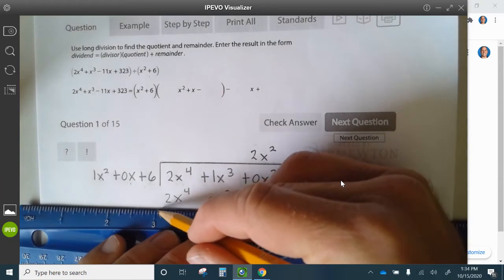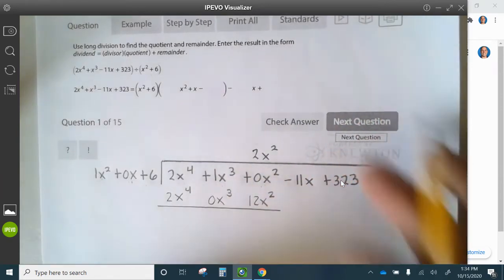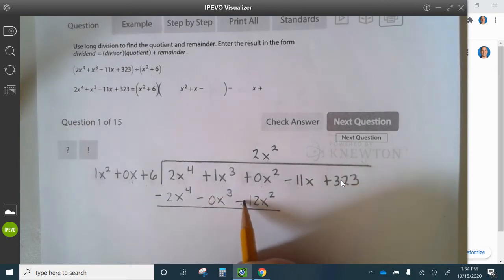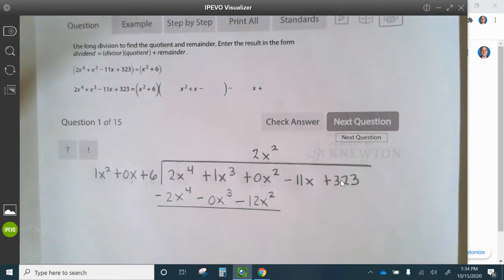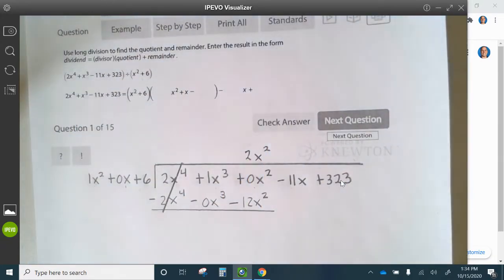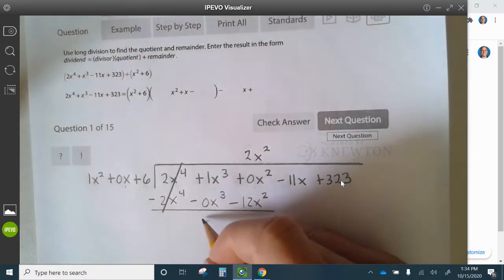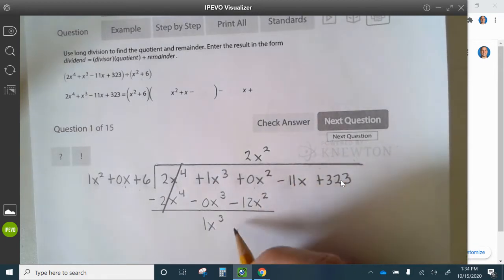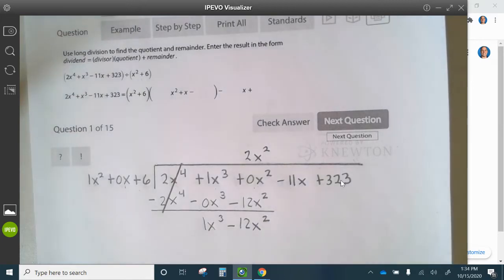Now you notice I'm leaving out the plus sign because we have to subtract. So we're going to subtract this, this, and this. And if you did it correctly, this first term will cancel, and it does. So now we combine terms. 1x cubed minus 0x cubed is 1x cubed. And then 0x squared minus 12x squared is minus 12x squared.